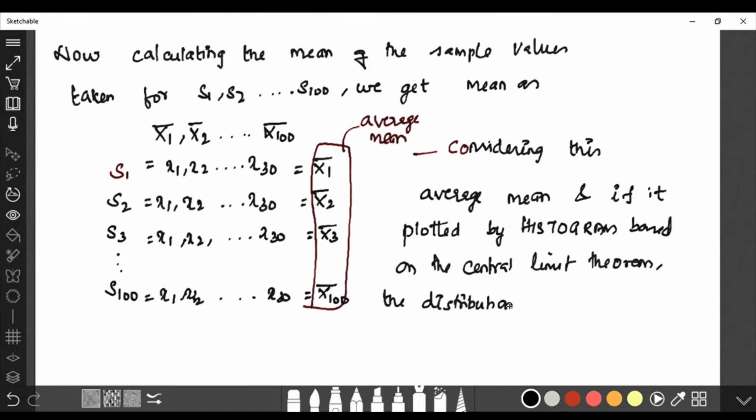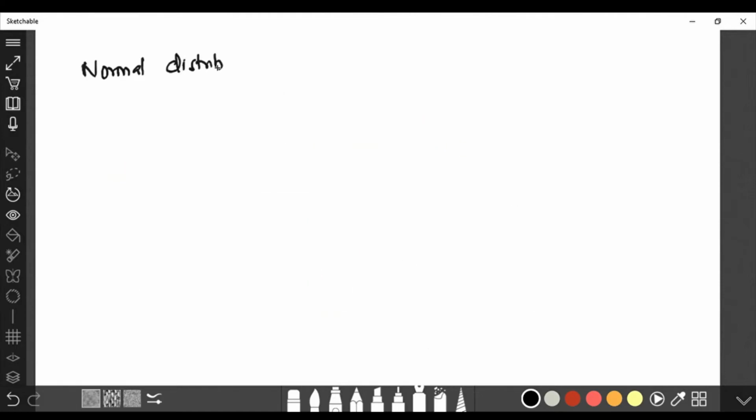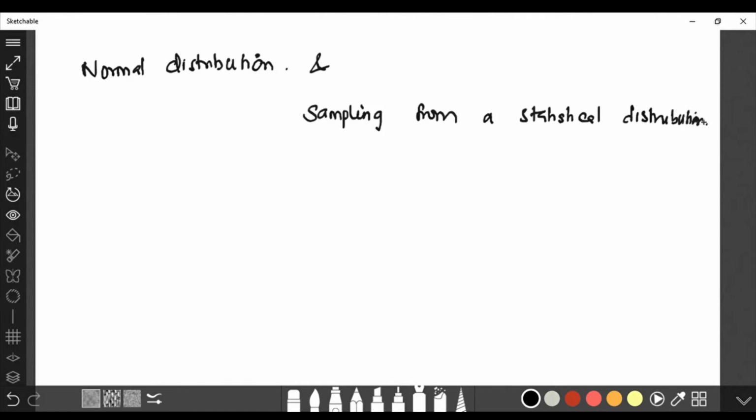But by this central limit theorem, if we are averaging the mean and plotting it through a histogram, based on the central limit theorem, the distribution is said to follow a Gaussian distribution. The Gaussian distribution is very essential in statistical calculation. Before going to know about these types of Gaussian distribution, you need to know what distributions are first. Normally we have a normal distribution, and sampling for this statistical distribution is very important.